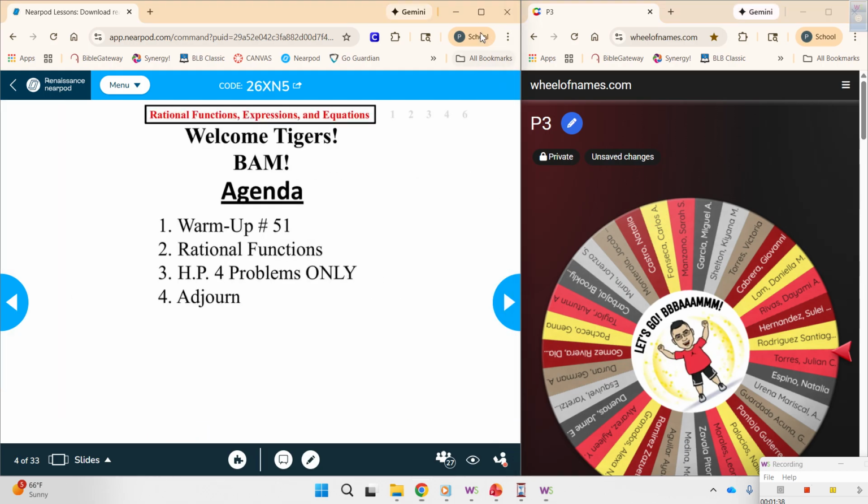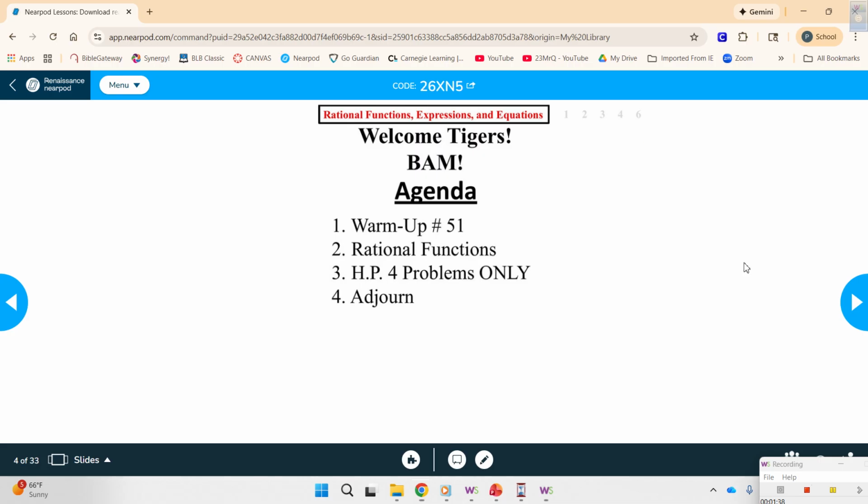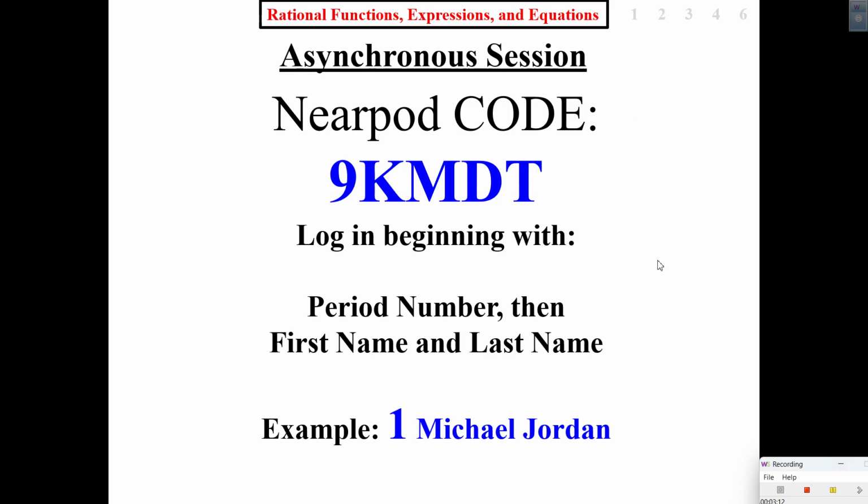All right. Copy the agenda, please. Warm-up 51 done. Rational functions. Home plate for tonight, only 4 problems. Only, of course. So with that said, copy this code to access the home plate for tonight. 9KMDT. Write that down.